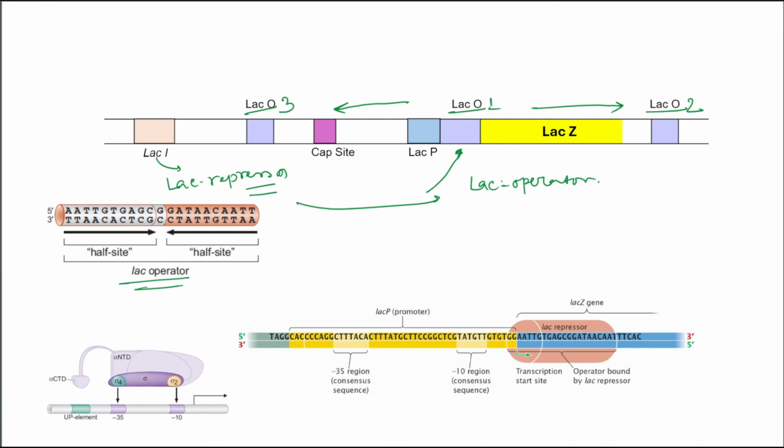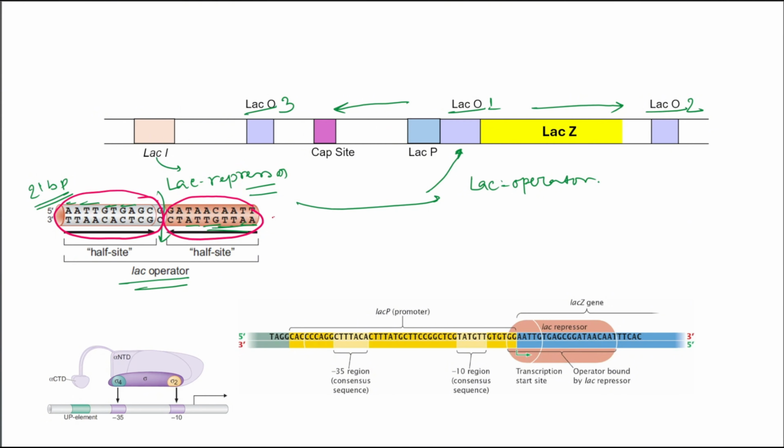So this is the lac operator sequence. This is the 21 base pair sequence, arranged with perfect two-fold symmetry, as inverted repeats. This is the two-fold symmetry and inverted sequence present, AATTGTGA, and like AATTGTTA. Each half is recognized by one subunit of the lac repressor. This half is recognized by one subunit, and this half by another subunit, forming a functional repressor dimer on the operator.